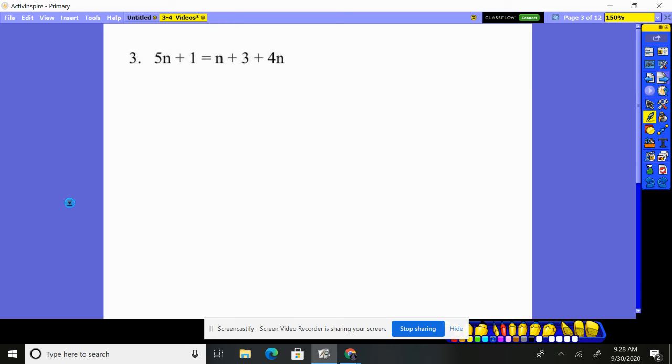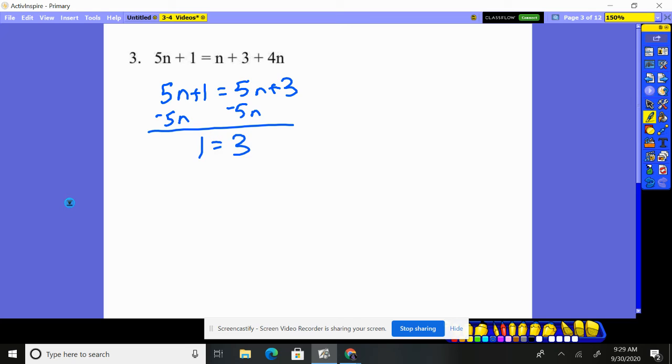Problem 3, well, I must combine things over here on the right. I get 5n plus 3. Right away, I can sort of see never. If I do 5 times the number and add 1, is it ever going to equal 5 times the number plus 3? But if we solve this, we can see that we get a false statement. And if you have a false statement that's not true, that means there is no solution. No solution at all.